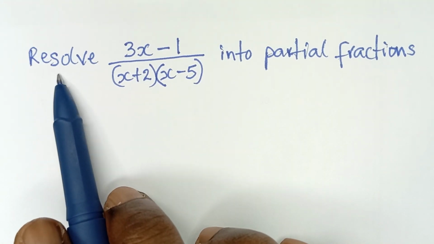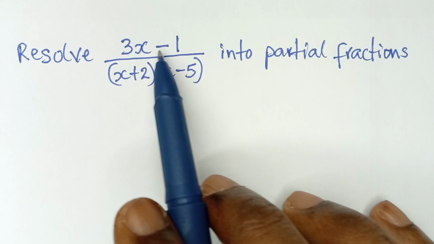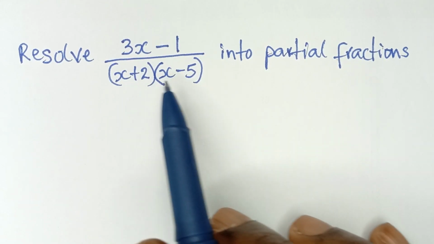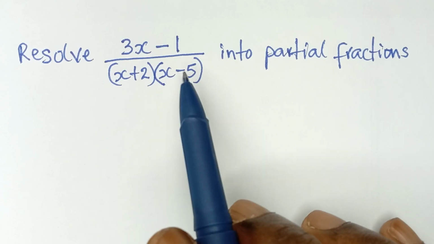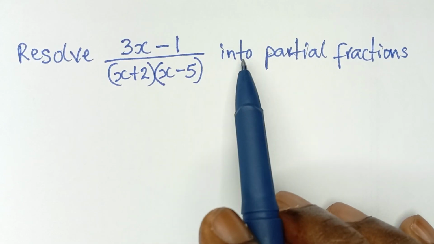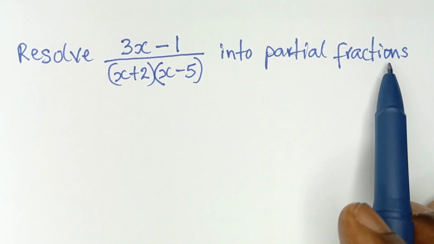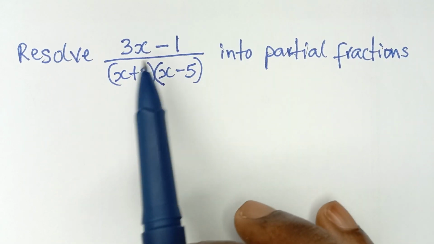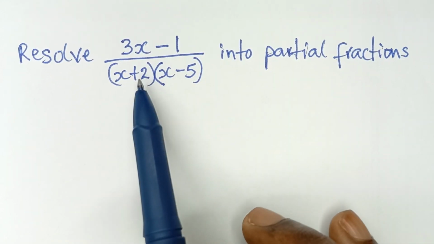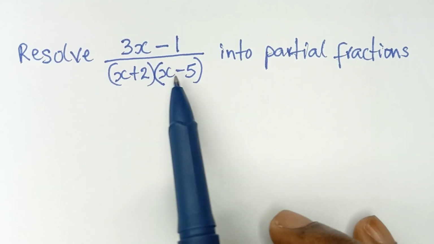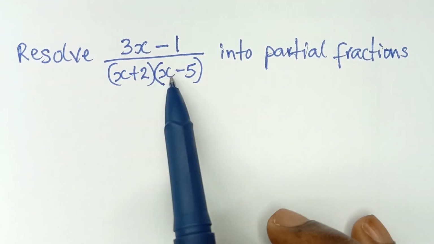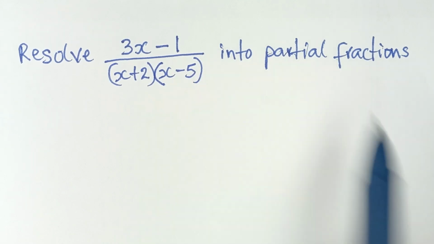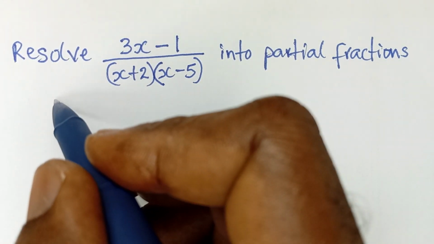Now the question here says resolve (3x minus 1) all over (x plus 2)(x minus 5) into partial fractions. Now, we want to see how we can resolve this into partial fractions. So if you look at this denominator, we have two separate expressions. So that means we can resolve them into two partial fractions. So let me write the question out.